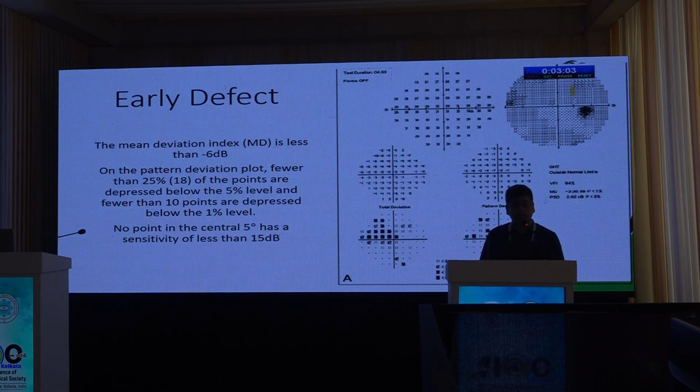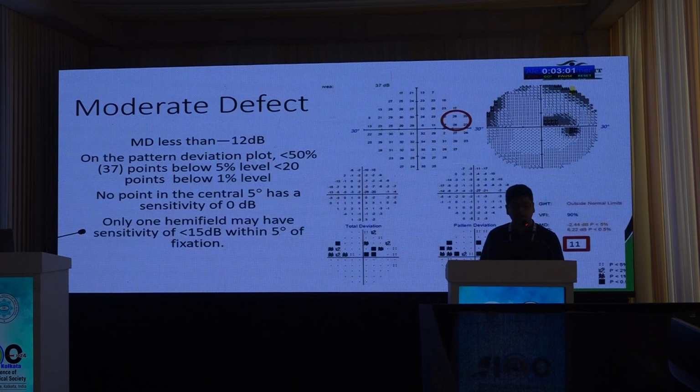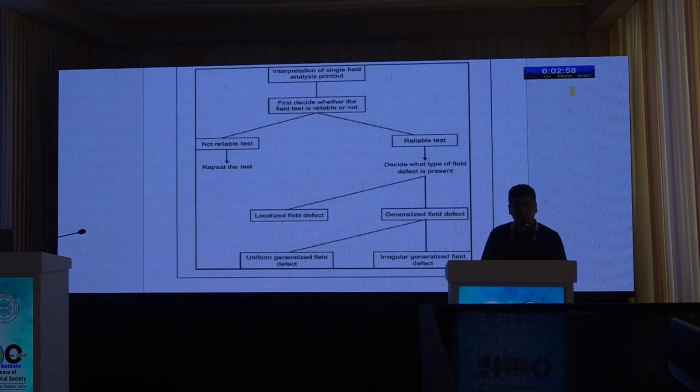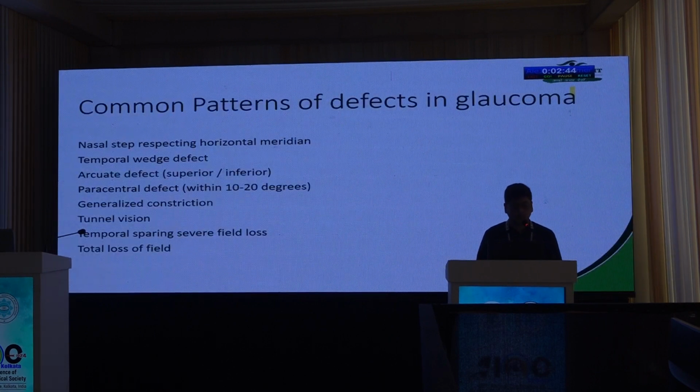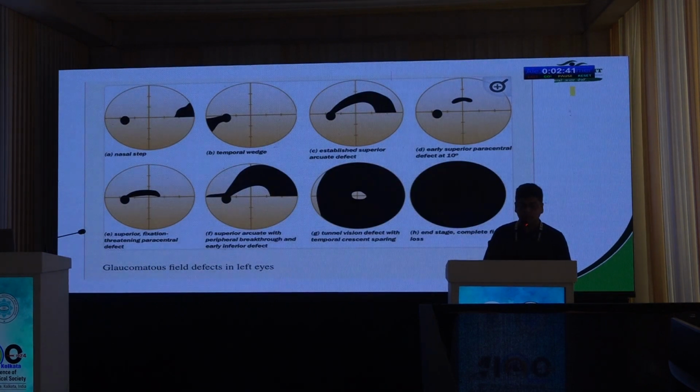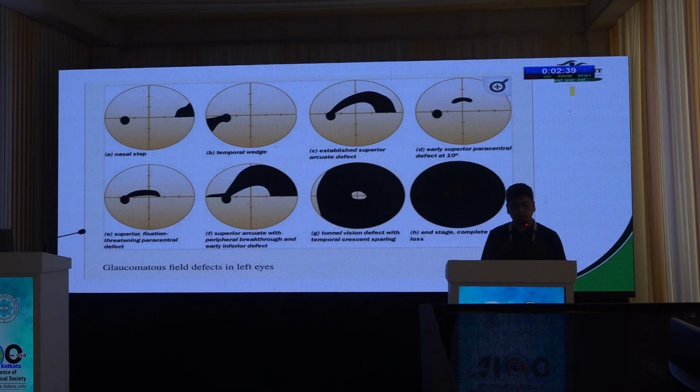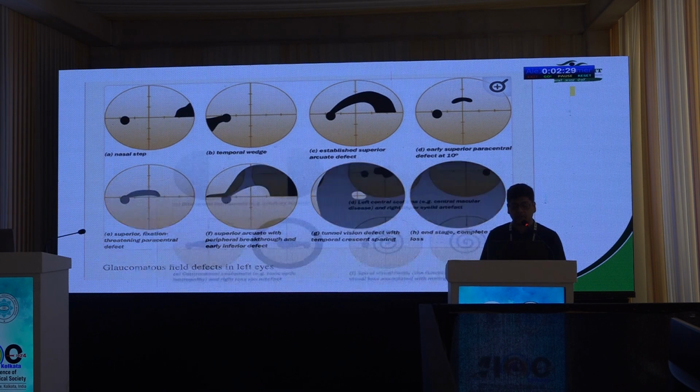We then need to categorize the fields into early, moderate or severe glaucoma field defects. First of all, we need to see whether the field is reliable or not, and then we need to categorize it into localized or generalized defects. And if it's generalized, then whether it's a uniform generalized defect or a generalized defect with localized field defects. The common patterns of glaucoma defects which we see are nasal step, temporal wedge defect, superior or inferior arcuate defects, paracentral scotomas. Then in the more advanced cases, there could be tunnel vision or complete loss of vision.